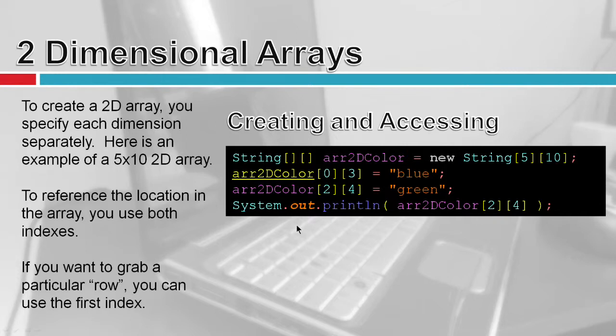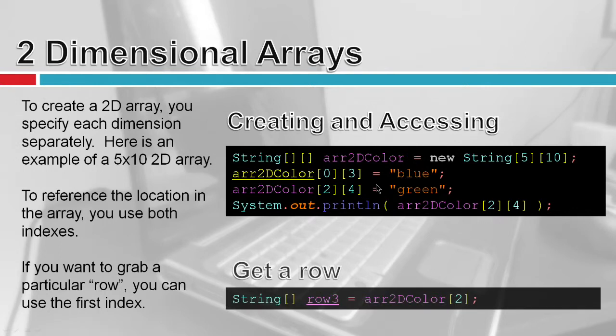Now, this is an array of arrays. So if I wanted to grab specifically a row, I would grab row 2. Well, actually, this is row 3 because it starts 0, 1, 2. But you can see that I'm grabbing row 3 and creating a single dimension array of values.